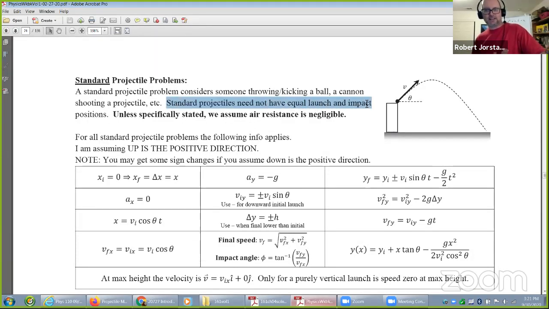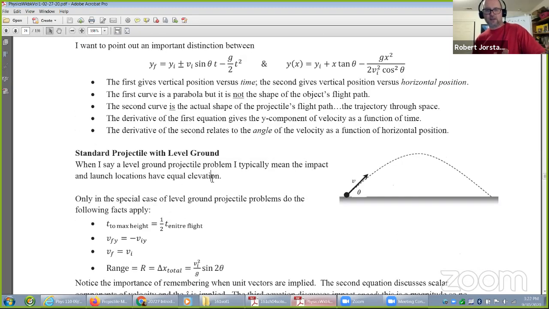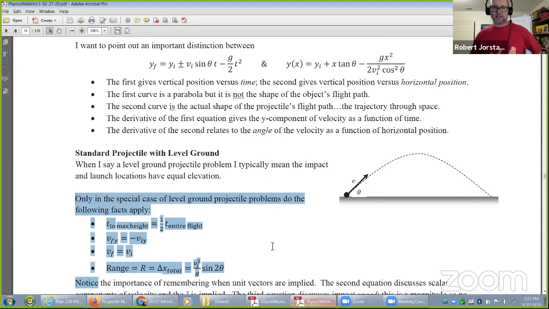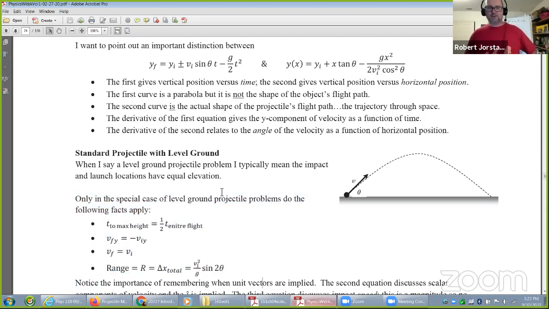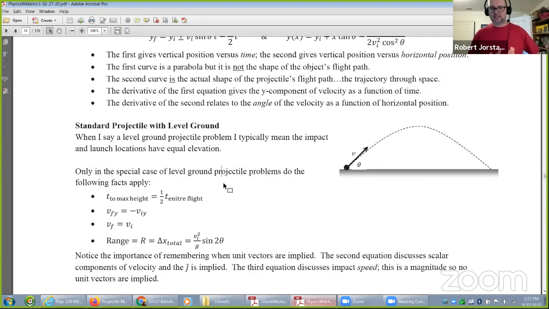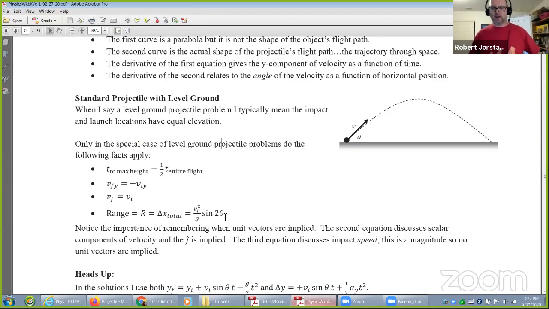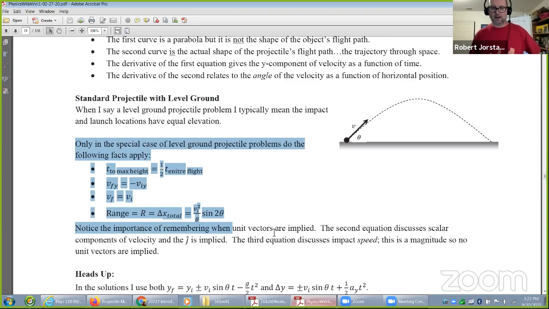Standard projectiles need not have equal launch and impact positions, right? Down here, we have equal elevation. These are special problems, a special case of level ground problems, where these extra facts apply. I try not to do level ground problems on tests just because people try to memorize their way out of this and use these rules, and they usually don't know how to use them correctly for non-level ground. These rules just don't apply for non-level ground.